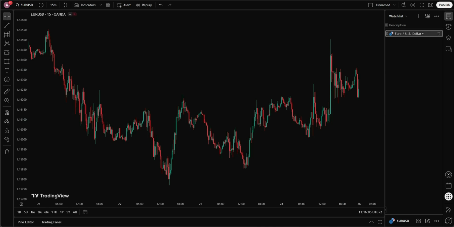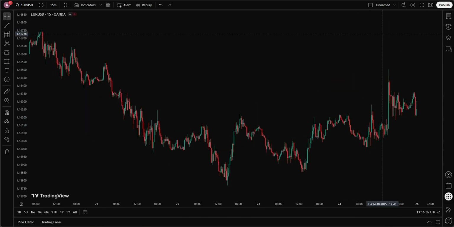Why? Because every pair, whether it's EU, gold, or anything else, has its own behavior and personality. Some move faster and sharper, others are slower and make more pullbacks. When you practice on one pair, you master it much faster.